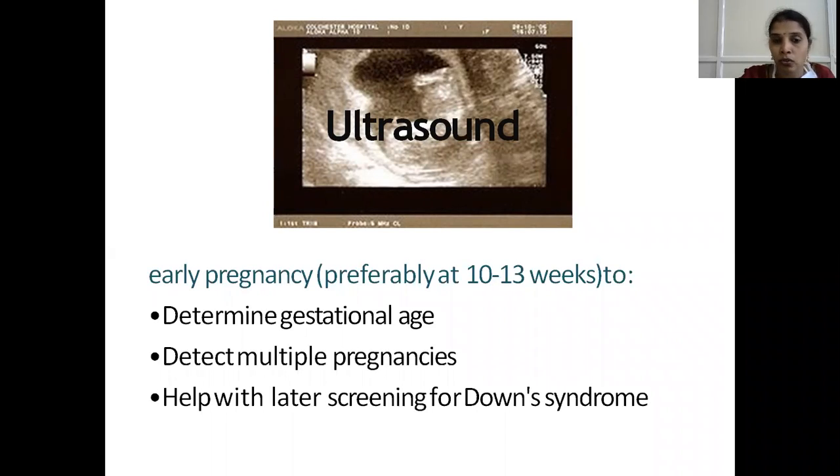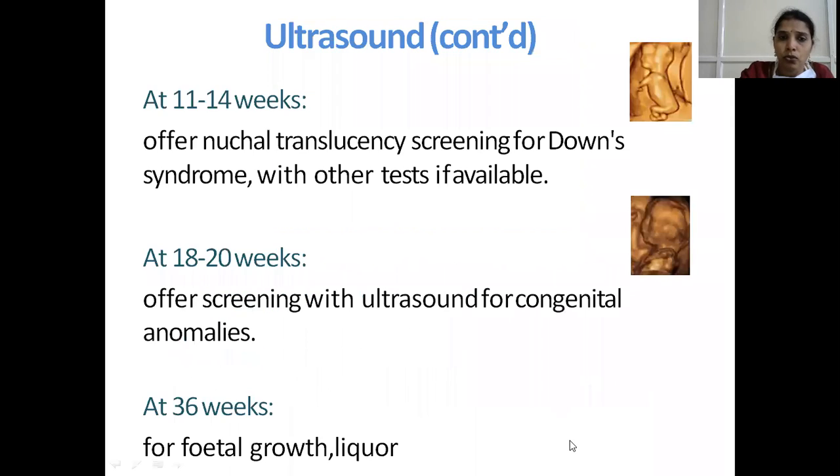We can also detect multiple pregnancies. If we do the scan at 10 to 13 weeks, we can see the nuchal translucency, which is one of the markers of Down syndrome. At 11 to 14 weeks, offer nuchal translucency screening for Down syndrome to those at high risk, that is elderly primigravidas and those with a family history of Down syndrome or any chromosomal problems. So we go for ultrasound and nuchal translucency at 11 to 14 weeks, and do the double marker test for screening of Down syndrome. These are the investigations to be done in the first trimester.